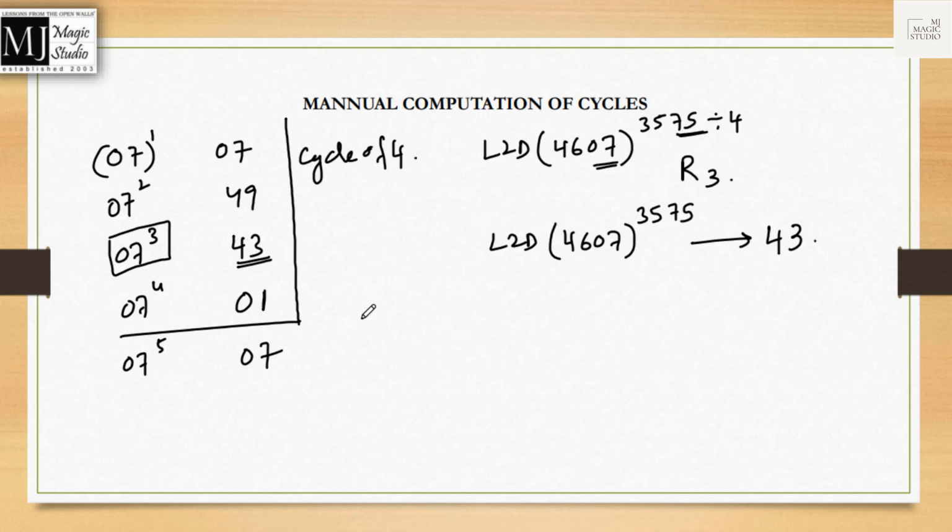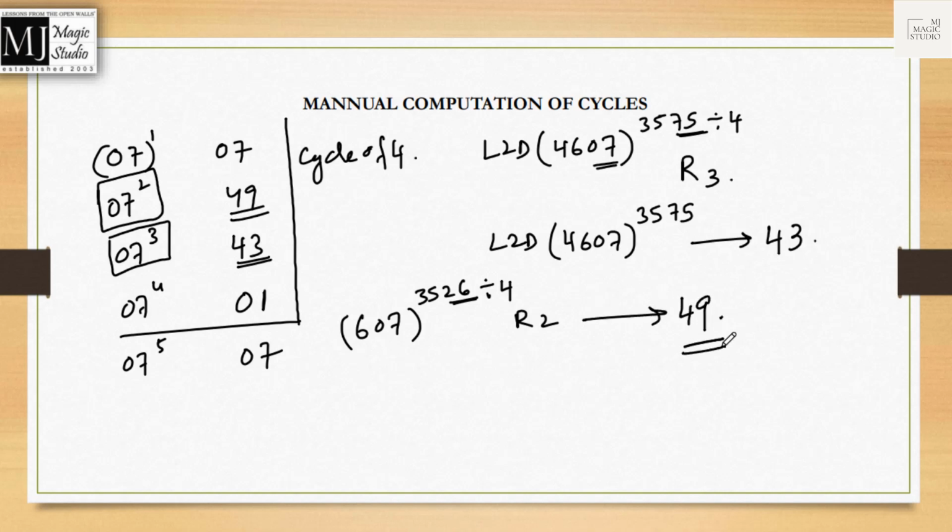Just one more. 607 to the power 3526. 26 divided by 4, remainder 2. If the remainder is 2, we are looking for 7 to the power 2. Last two digits are 49. For this, the last two digits are 49.